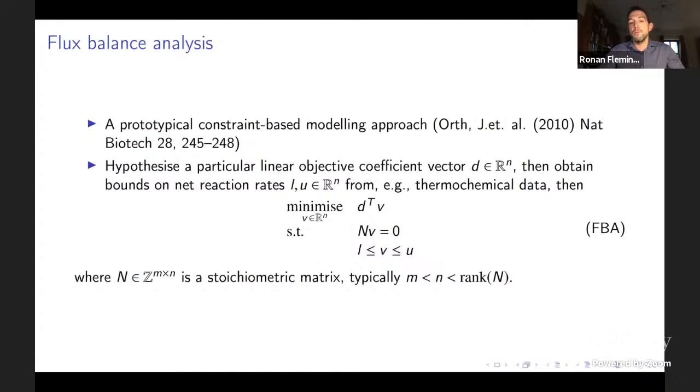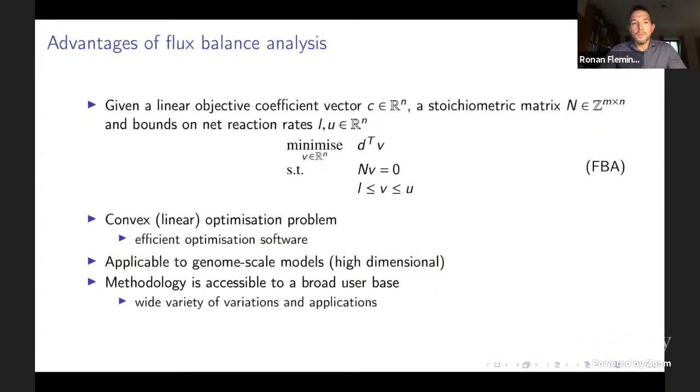So those bounds are L and U indicated here, and V is the rate of the reaction. So this problem here is, of course, a straightforward linear optimization problem, and it does have particular features, but for the moment you can just consider it like a straightforward linear optimization problem. This is the most common approach to genome scale biochemical network modeling.